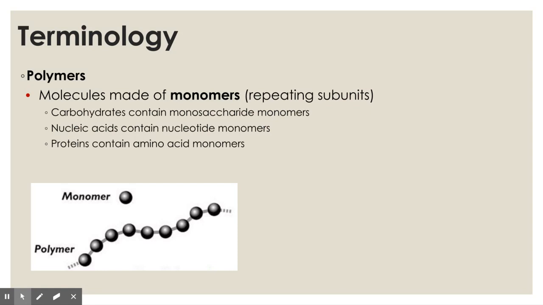What I mean is that a carbohydrate is going to contain monosaccharide monomers, so single sugars. And that's going to happen over and over and over to make the polymer that will make the whole carbohydrate. Nucleic acids have nucleotide monomers, and proteins have amino acid monomers. So those monomers make polymers that make our macromolecules.